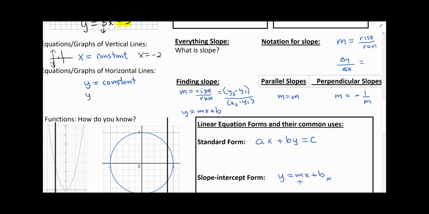For a horizontal line, it's when y is equal to any constant. So if you have y is equal to 3, that means all of the y's are equal to 3. All right?